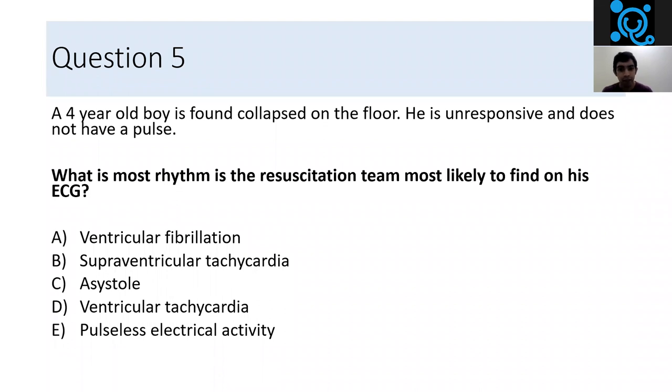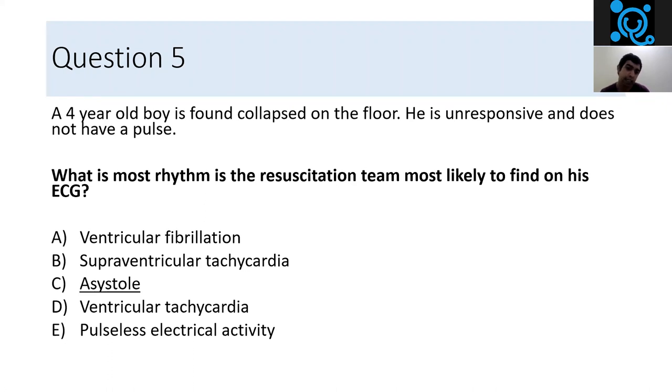We have pretty much an even spread across all the options. So the correct answer here is asystole. Now, the key thing to mention is options A, C, D, and E, they are all arrest rhythms. So this boy, he's unresponsive and he does not have a pulse, so he's in cardiac arrest. So one thing you could rule out is option B, because the four arrest rhythms are A, C, D, and E.